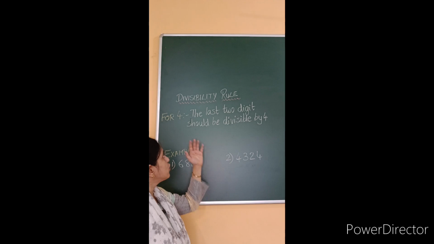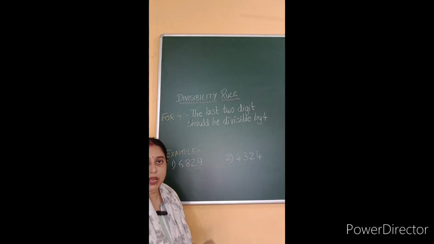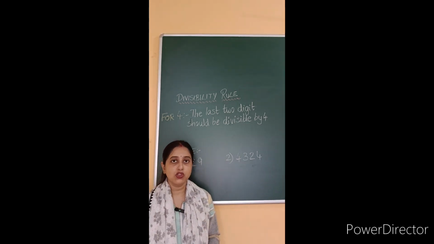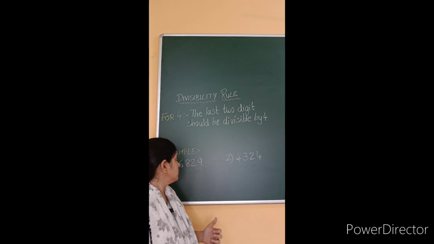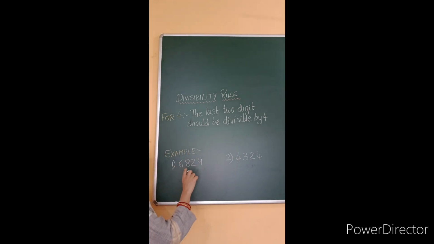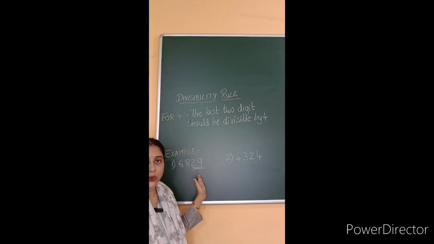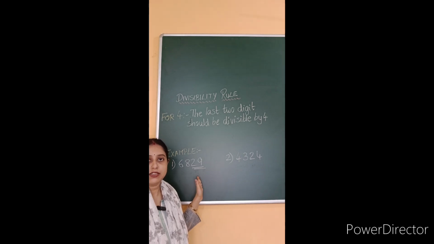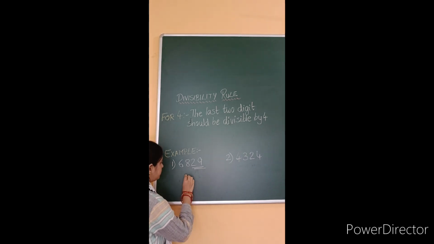For the divisibility rule of 4, the last 2 digits of a number should be divisible by 4. Let's solve with an example. The number is 6829. When we look at the last 2 digits of the number, we see 29. Does 29 go in the table of 4? No, it does not. So the answer is no.